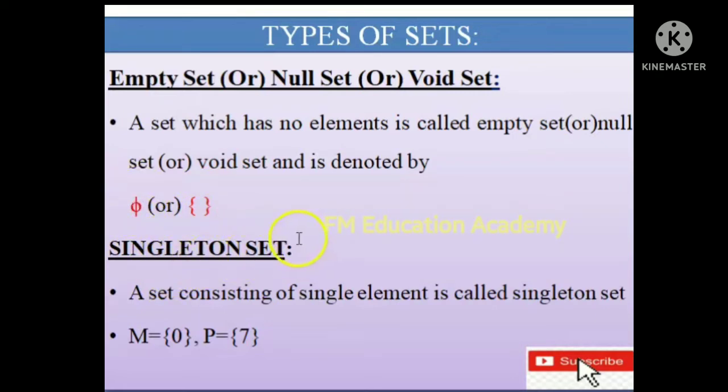Now coming to the singleton set, as the name specifies, single: when only one element is there in the brackets, then it is called a singleton set. Example, M is equal to {0} or P is equal to {7} or X is equal to {5} in curly brackets. Then we can say whenever we have a single element, it is called a singleton set.